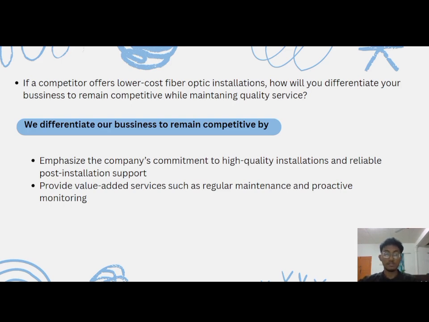And the second question for this fourth part of the case study: if a competitor offers lower cost fiber optic installation, how will you differentiate your business to remain competitive while maintaining quality service? So how do we differentiate our business? We emphasize the company's commitment to high quality installation and reliable post-installation support, and provide value-added services such as regular maintenance and proactive monitoring of our client's fiber optic for a period of time.